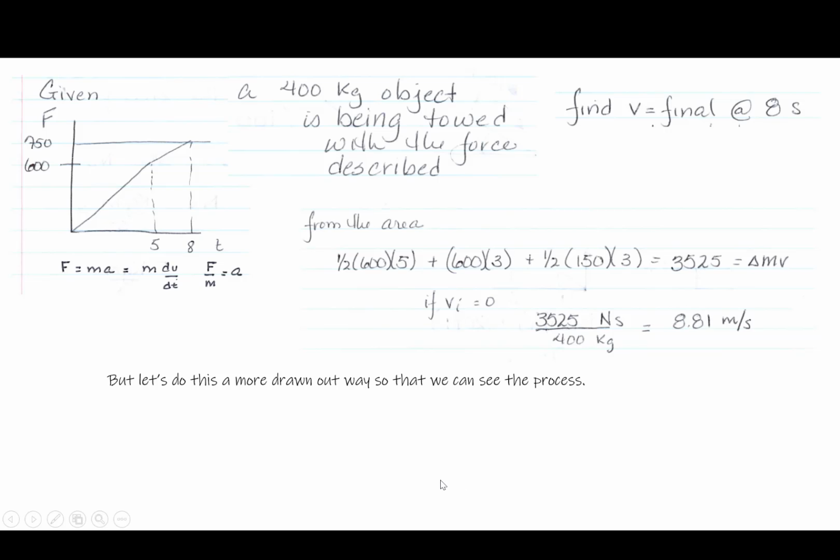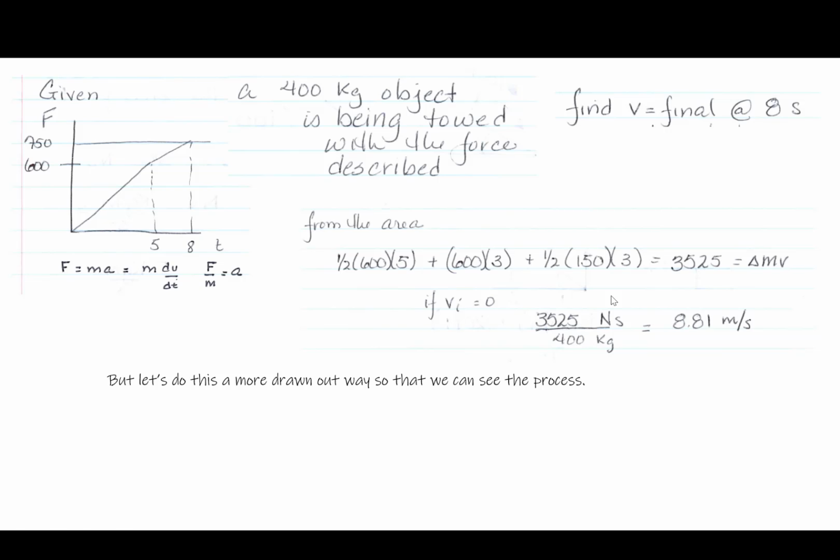And this time I'm given a 400 kilogram object that's being towed with the force described by the graph. Now, this is one of those cases where we don't have a constant force. We've got a constant force being applied here, and then it changes with respect to time, so we can break this up into 2 parts. But I know that if I want to find the final velocity, I can use that impulse and momentum idea.